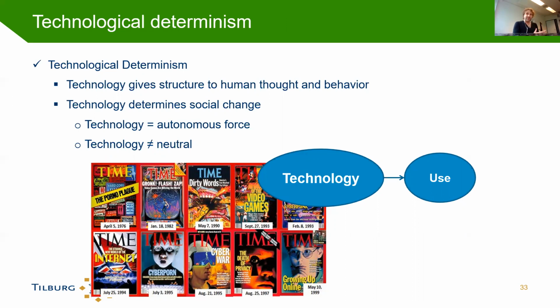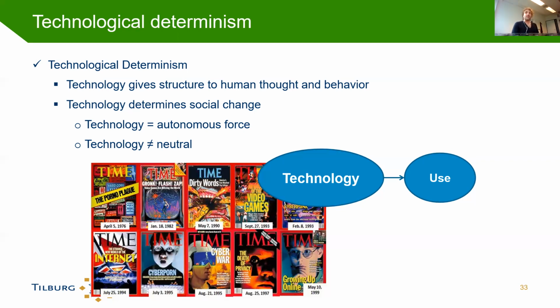If you ask people to think about the role of technology in organizations, people have a natural tendency to immediately have a deterministic view. For example, these are some covers from Time magazine over the years, which are all really deterministic. The porno plague, the video games and violence, the strange world of the internet, the death of privacy. So it's really, oh, we have a new technology, so technology will absolutely affect the way society functions.